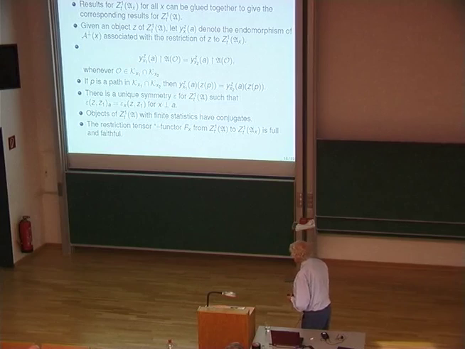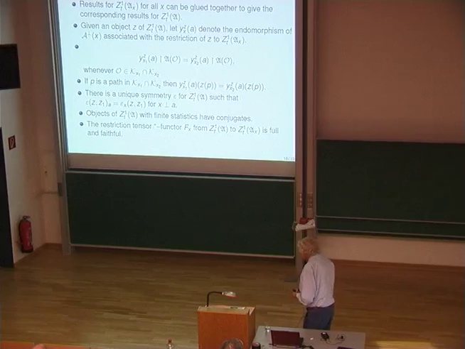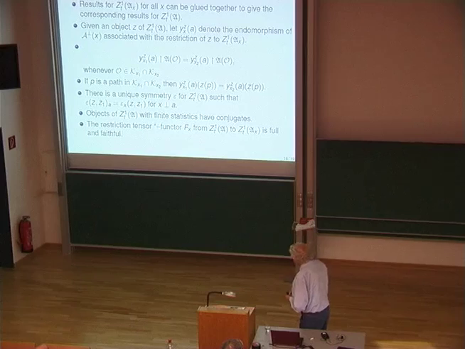Then another result: I didn't explain to you the symmetry for Z1T of A of X, but you can get a symmetry for Z1T of A by defining epsilon of Z1 in the point A to be epsilon of X of Z1, provided you take X to be space-like to A. So this is defined then for all A, of course. There is also the result that in this C star category, Z1T of A, all the objects with finite statistics have conjugates.